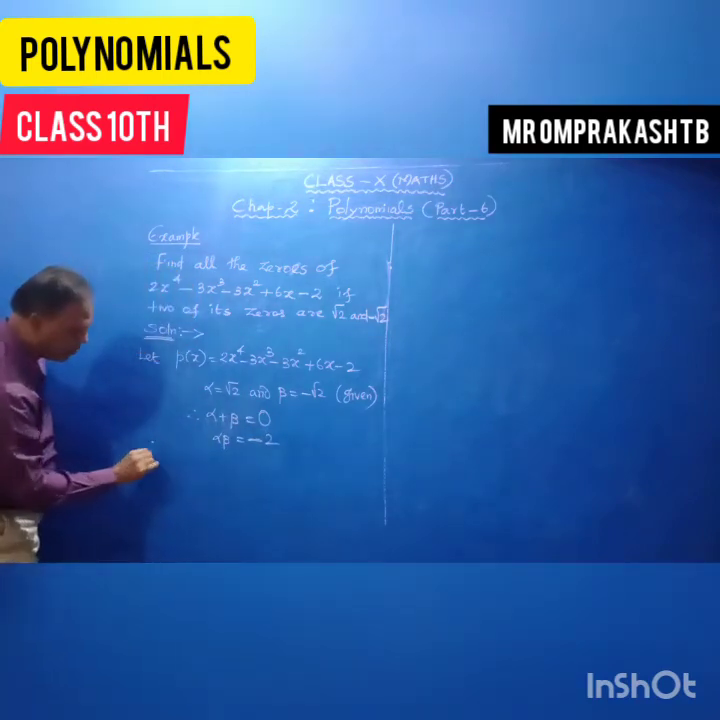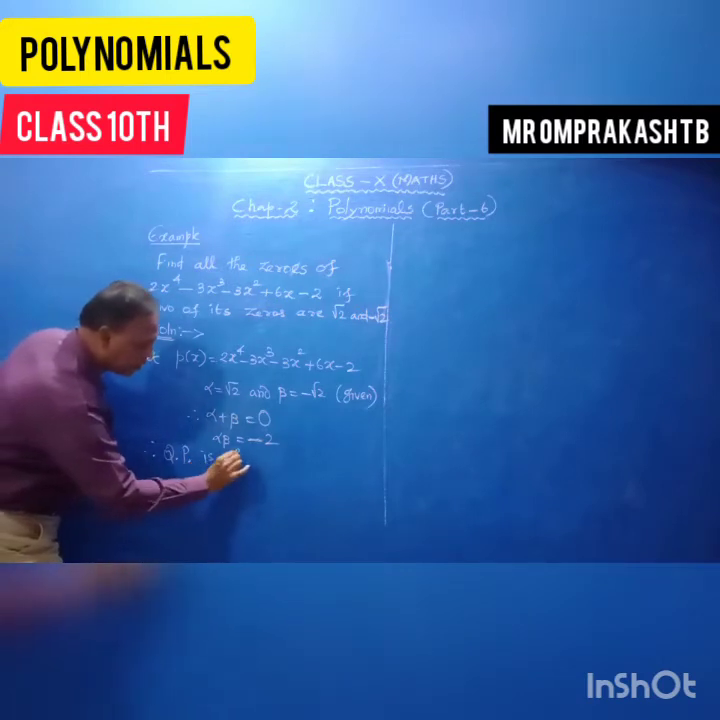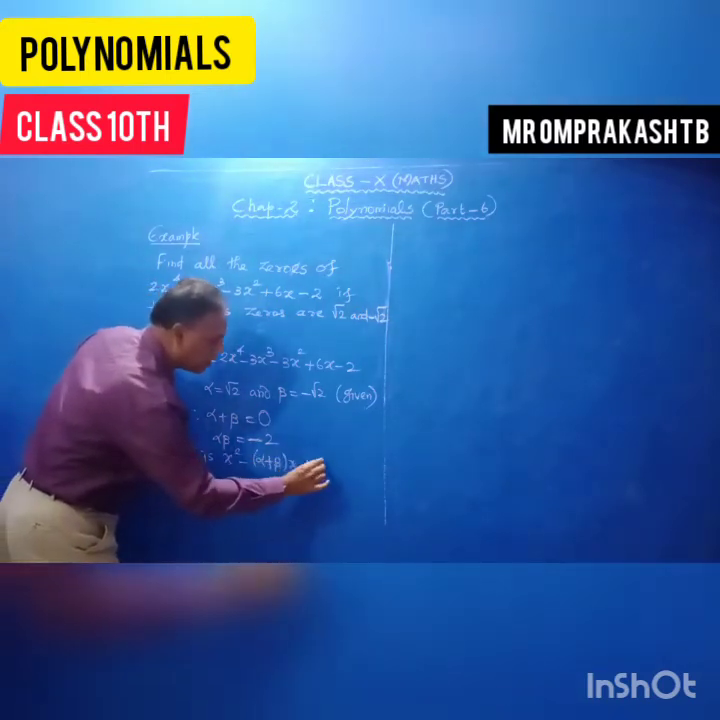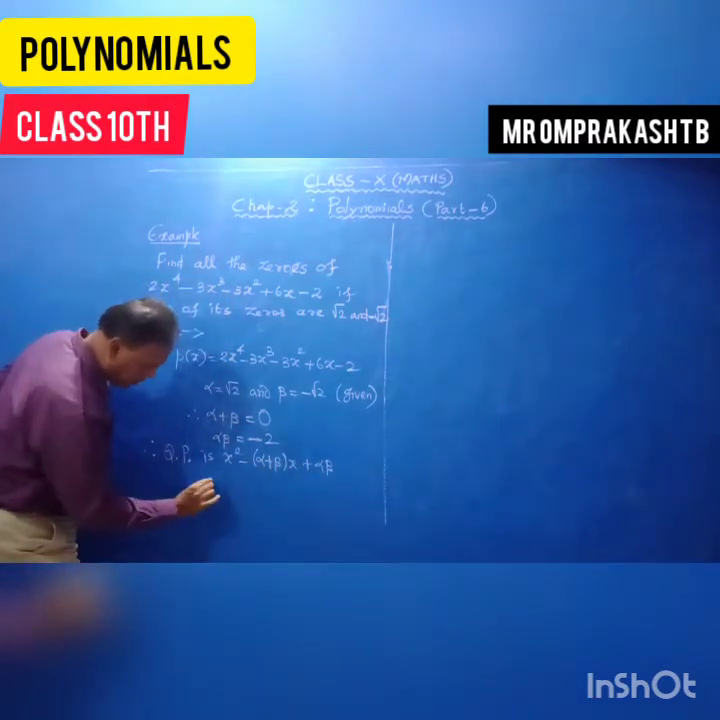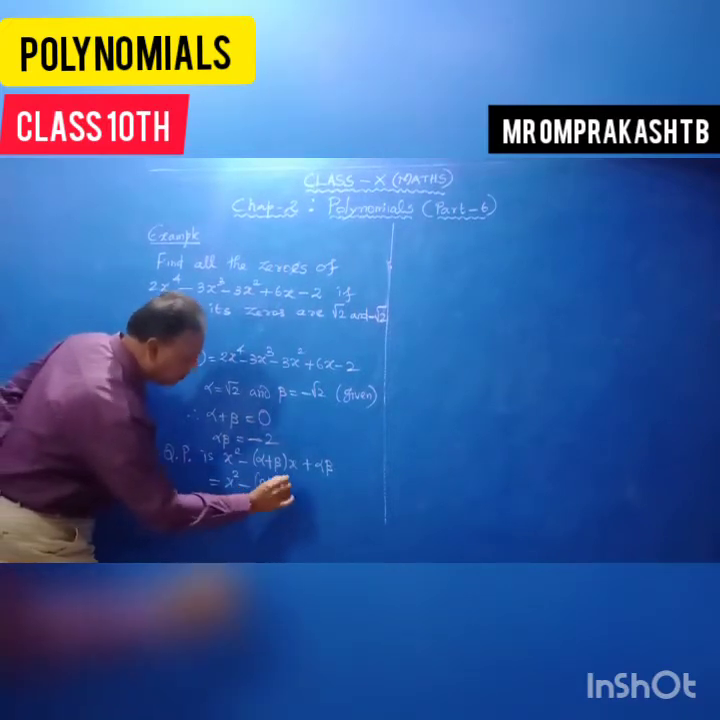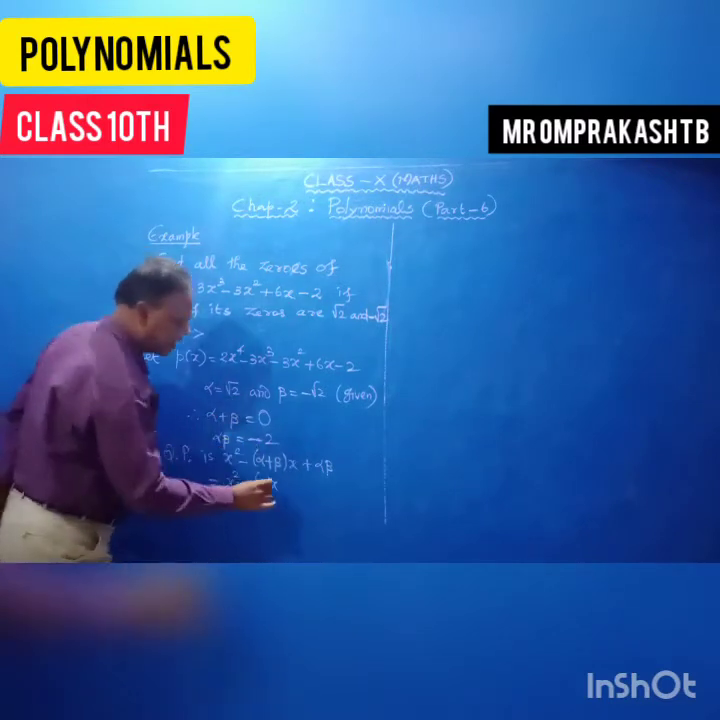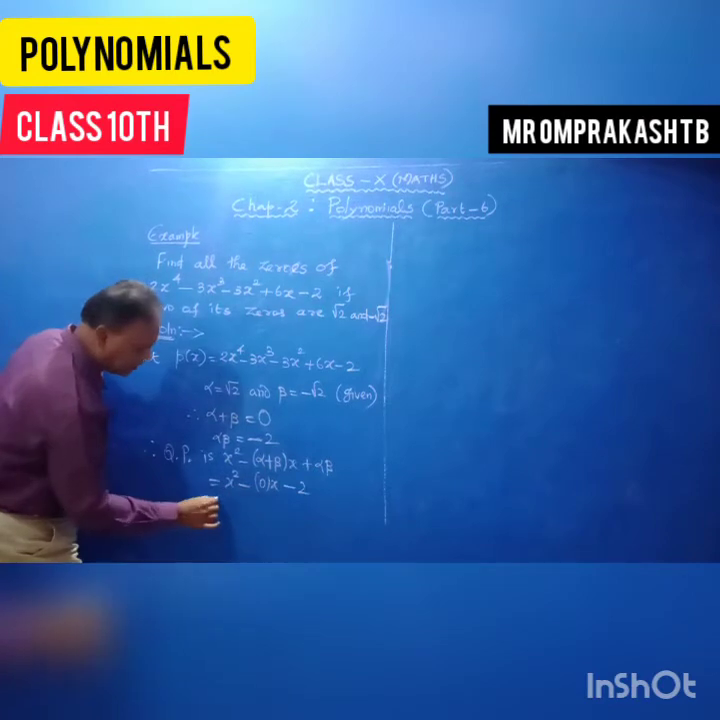Therefore the quadratic polynomial is x squared minus (alpha plus beta) into x plus alpha beta. Therefore x squared minus 0 into x plus alpha beta. Alpha beta is minus 2. So plus into minus, minus 2. Now ignore this.